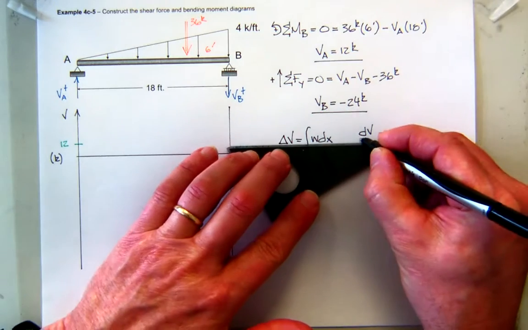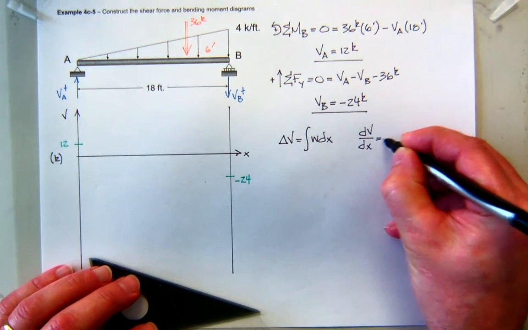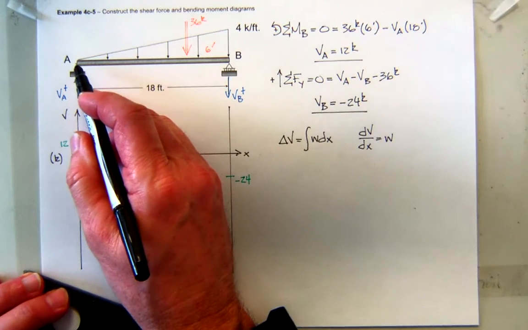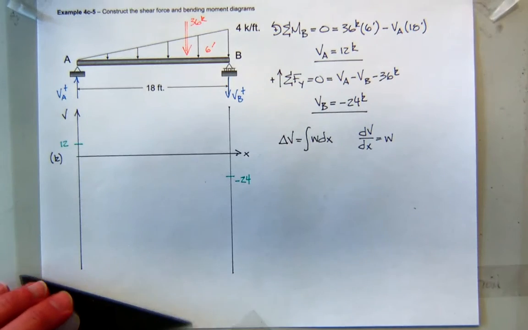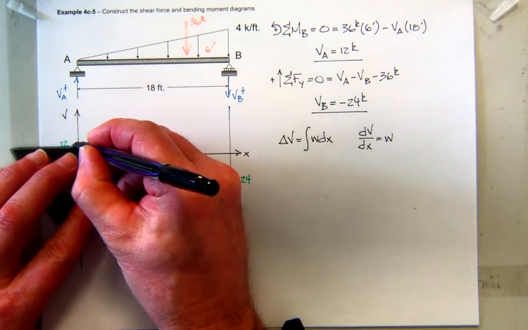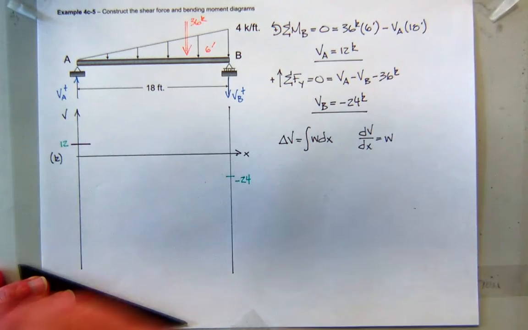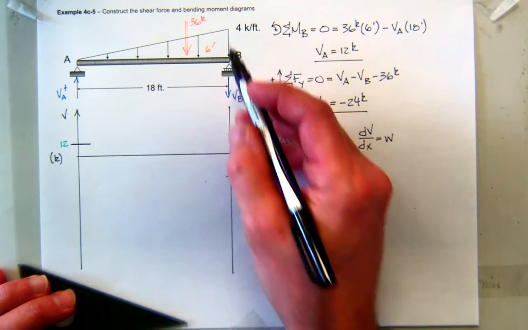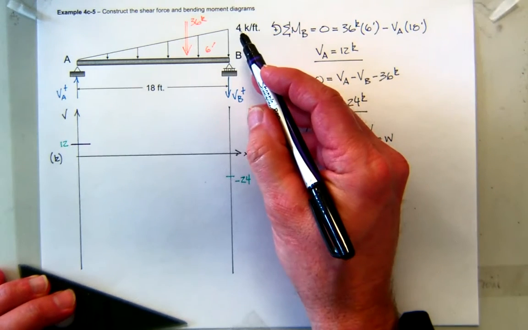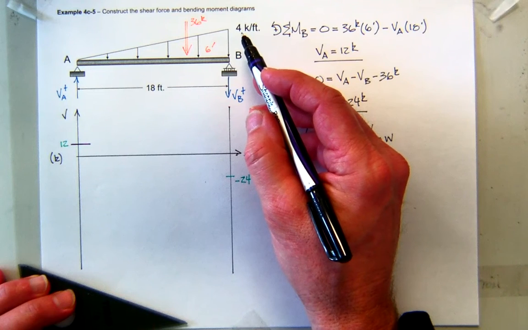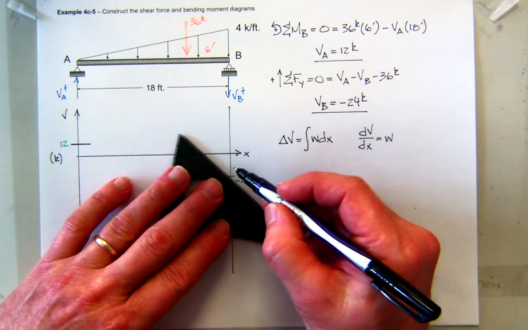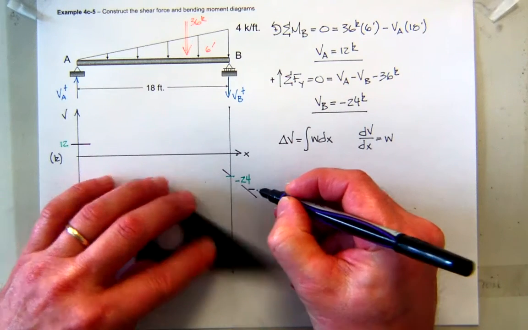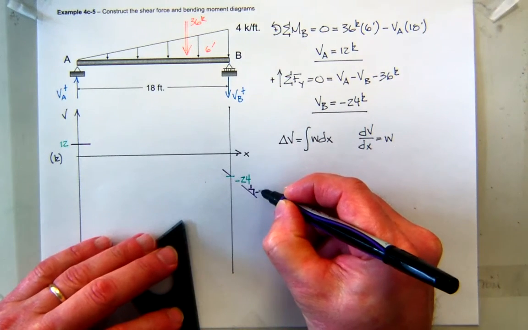The slope of my shear diagram is equal to the load. Let's go see what the load is. Starting here at A, what's the value of my load? It is 0. So that means I have a 0 slope. And the slope increases to a maximum value of 4 here at the end. Is that a positive or a negative value? It is negative. So that means I have a negative slope. In fact, if I marked it, it would be 1 to negative 4.